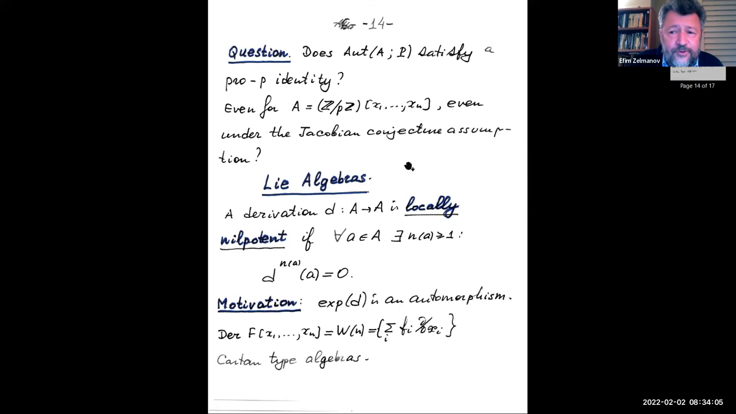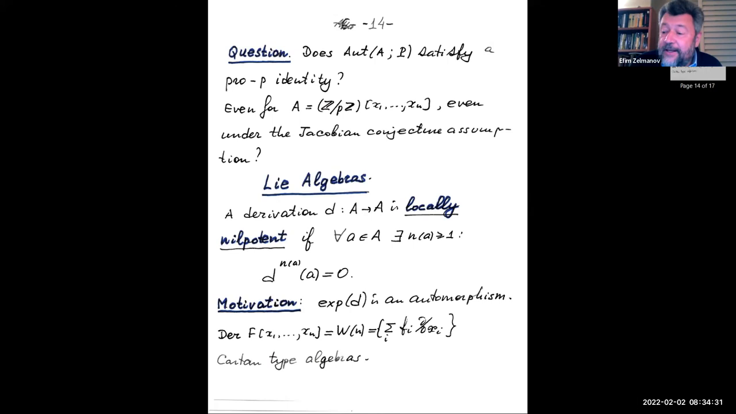If you consider automorphisms of infinite series, the answer is no. It doesn't satisfy any property identity. But for polynomials, it would be interesting even to do it positively under the assumption of the Jacobian conjecture.